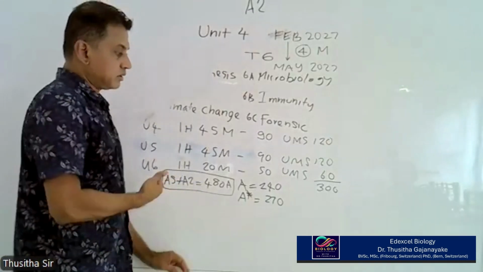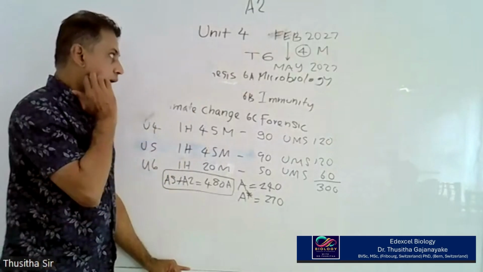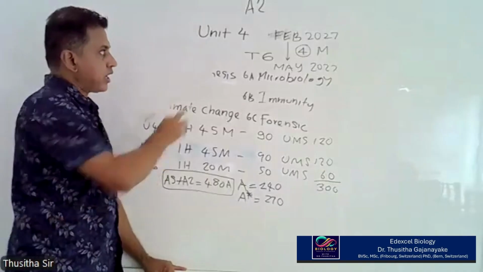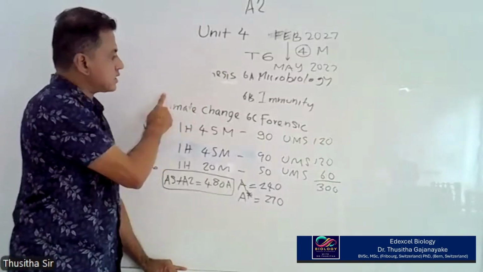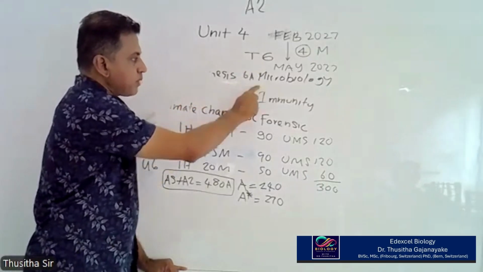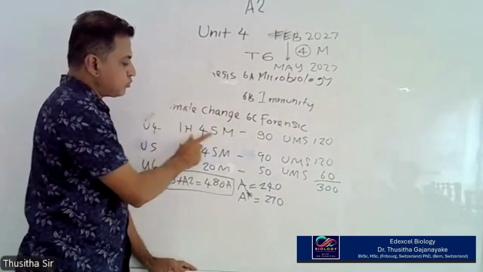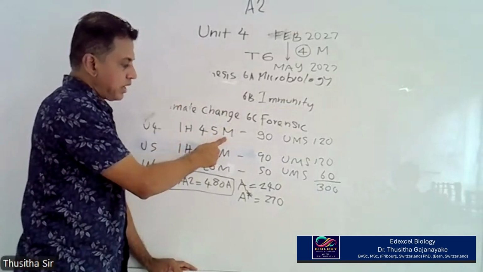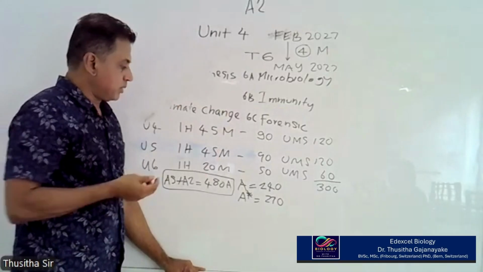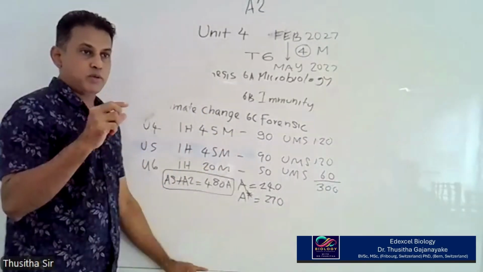What we did was the lesson plan for A2 and what we're going to do in A2. Again, summary: we have Unit 4 with 3 lessons: photosynthesis, ecology and climate change, and topic 6, microbiology, immunity and forensic. The evaluation is 1 hour 45 minutes for the paper, and the biggest problem students face is time management, because the Unit 4 paper has 40 pages.